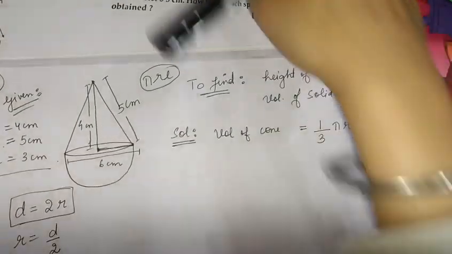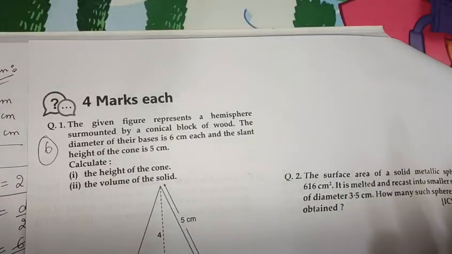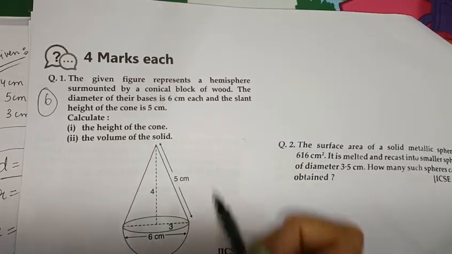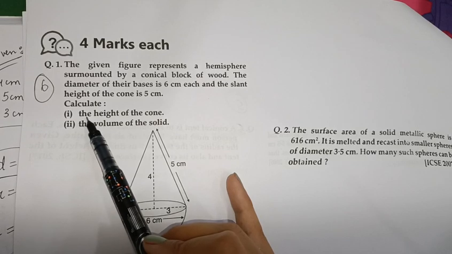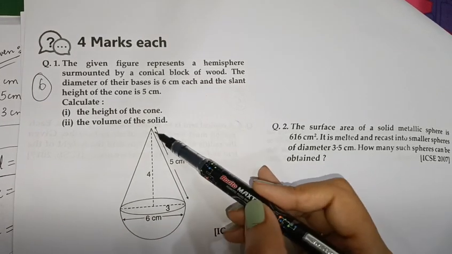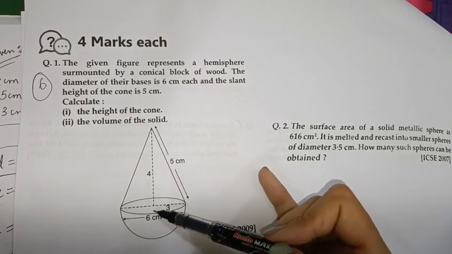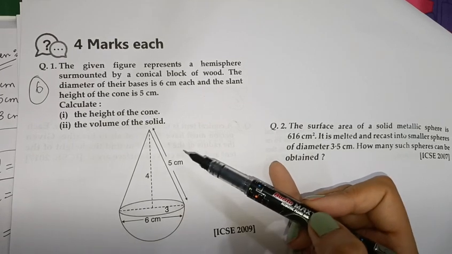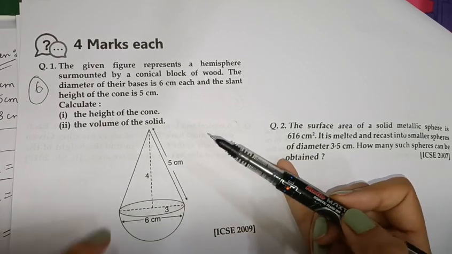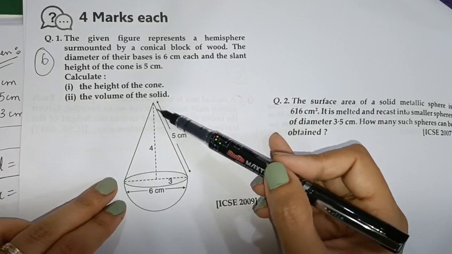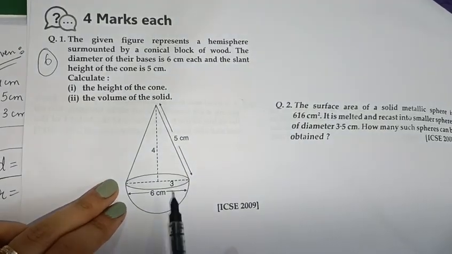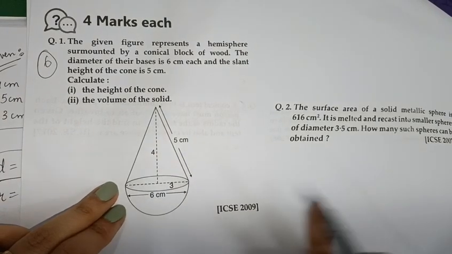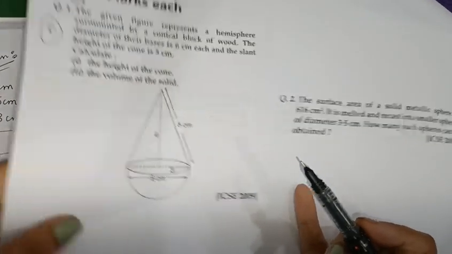One second. In this question, the figure is already given and they are asking us to find the height of the cone, and the height of the cone is already given to us as 4. Okay, so it's already done. Actually you can see this is a cone, and in the cone this is the slant height, this is the original height, and this is the radius. So actually it is given to us.